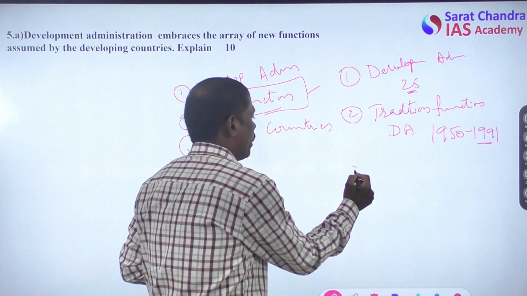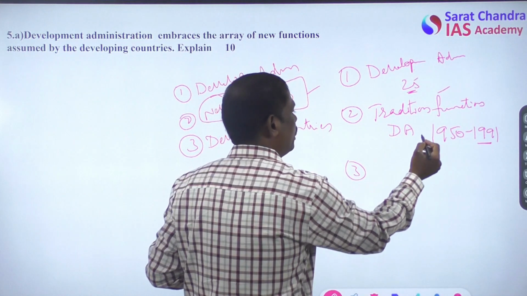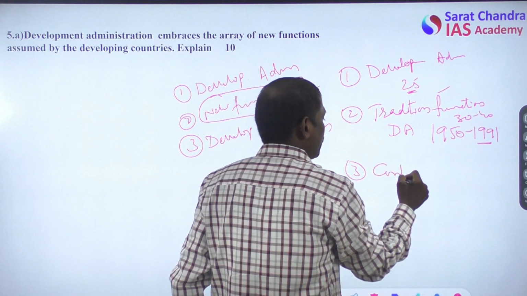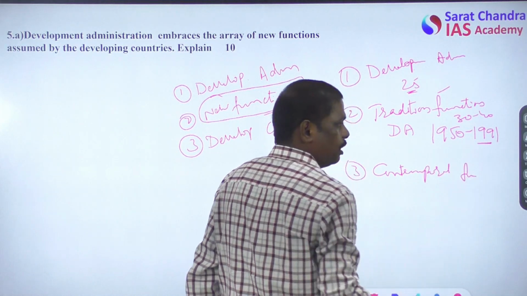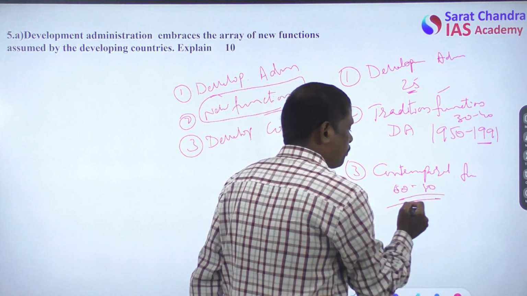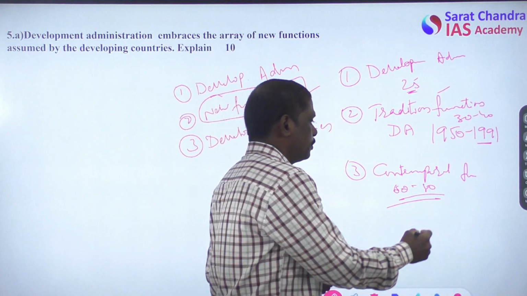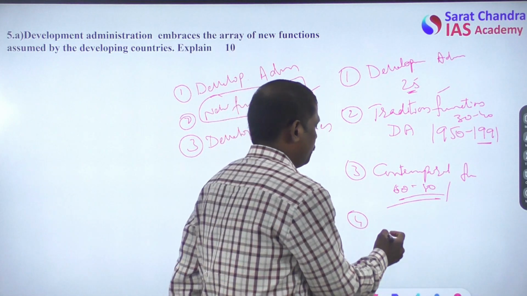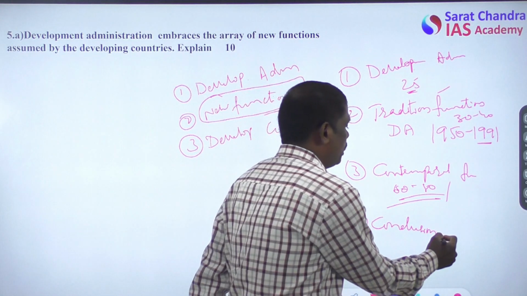Coming to the flow of the answer, write traditional functions in almost 30 to 40 words, and contemporary functions in almost 60 to 80 words. Then bring the conclusion, which should be in 20 words.